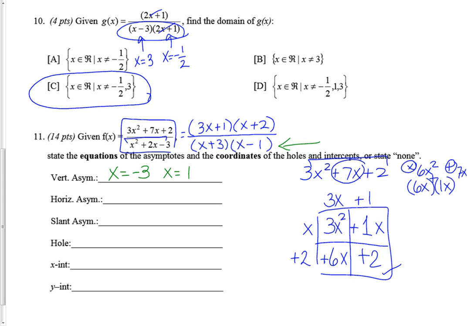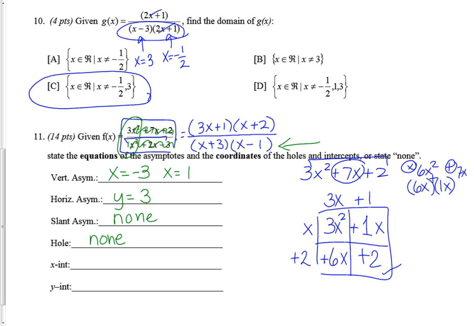To determine my horizontal asymptote or my slant asymptote, I'm going to look at the degree at the top and the bottom. Since they're equal, as I plug in really big numbers for x, all of this extra stuff becomes insignificant, and my coefficients were 3 over 1, which is just 3 for my horizontal asymptote, meaning I don't have a slant. There are no holes for this because I didn't have anything that canceled out.